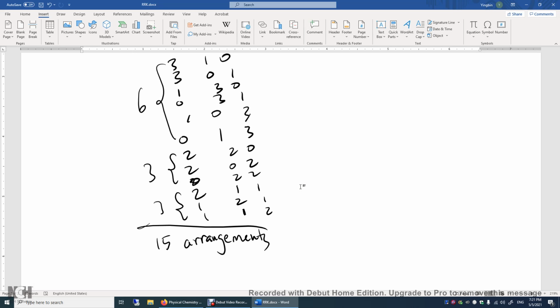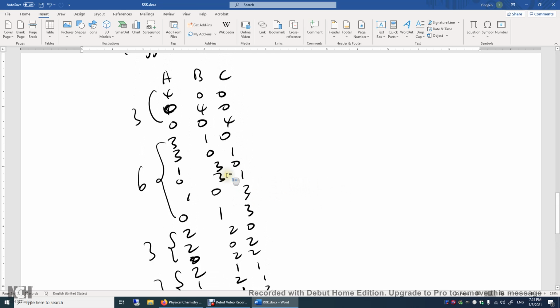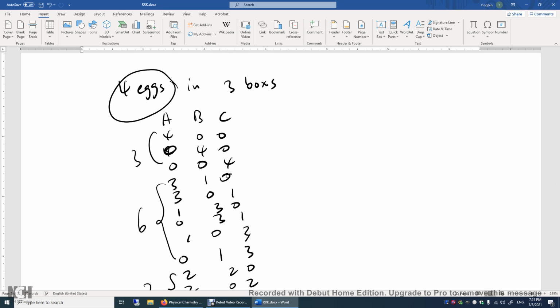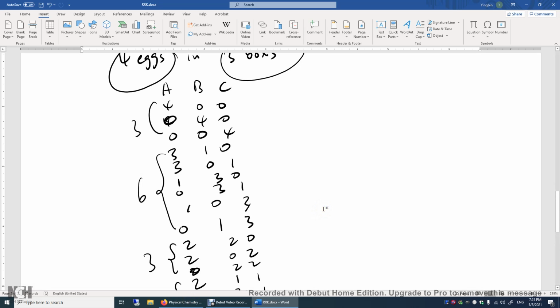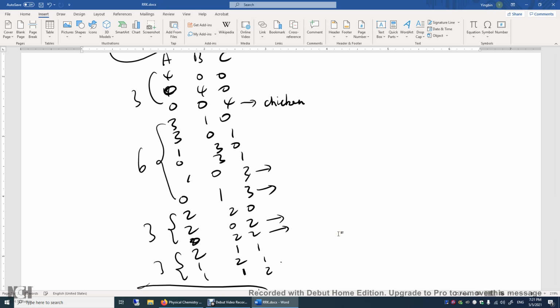More than before, because this time we have more eggs, we have more ways of putting eggs into the boxes. All right, 4 eggs into 3 boxes. And out of these 15 arrangements, let's say over here we get the chicken. A total of 6 arrangements will result in us getting a chicken. So 6 over 15, we have 40% chance of getting a chicken.